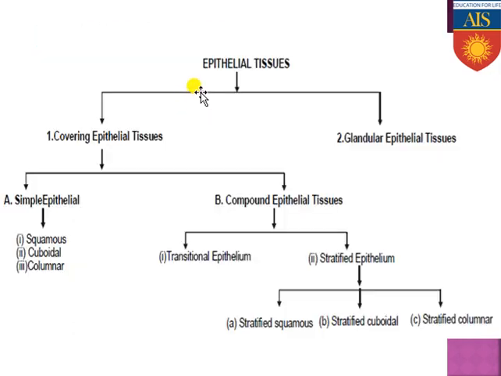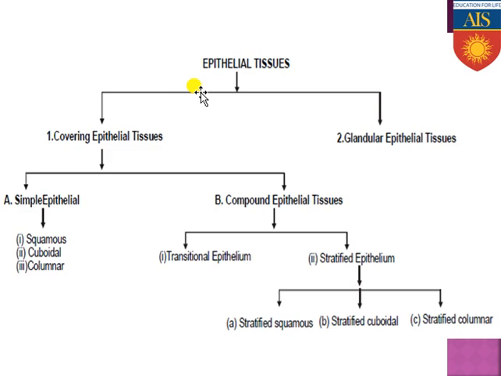First of all, epithelial tissues are categorized into 2 different categories. One is covering epithelial tissue, another one is glandular epithelial tissue. Covering epithelial tissue, obviously the function will be covering any of the internal organs or covering the entire body of the organism. This is exclusively divided into 2 different categories. One is simple epithelial tissue, another one is compound epithelial tissue.